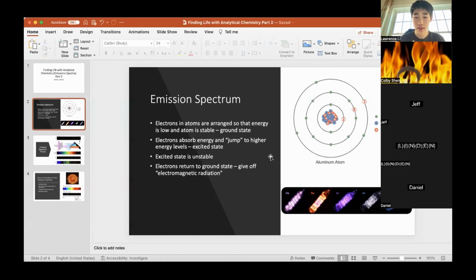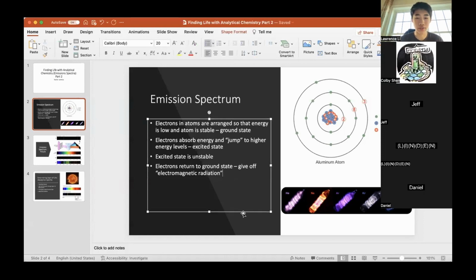And so when these atoms give off, oh my goodness, Colby, I loved that filter that you had on for a second there.